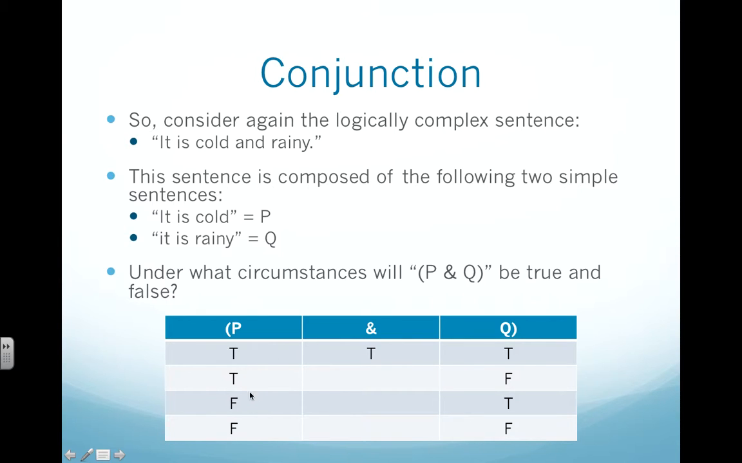Okay, so far so good. What about the second row? We've got T and we've got F this time. So what if it's cold but it's not rainy and I say it is cold and rainy? Is what I've said true or false?